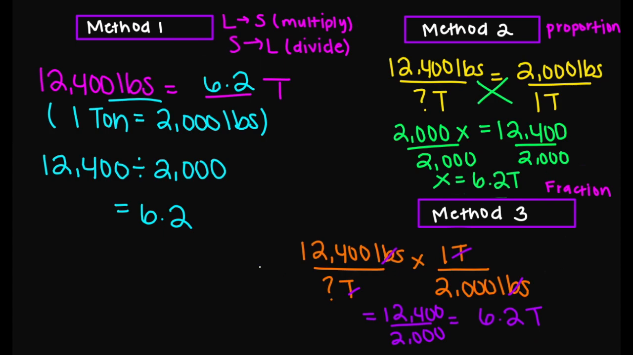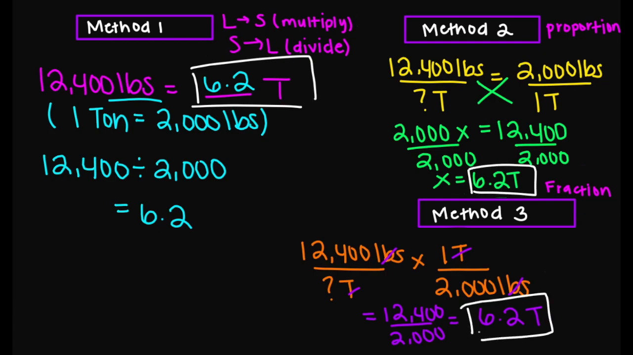Remember, if you are setting up a fraction like method number three, anytime you do have numbers in your denominator, then you will need to divide. If both of my numbers are on top in my numerator, then that means I just have to multiply. So for all three methods, 6.2 is your answer here.